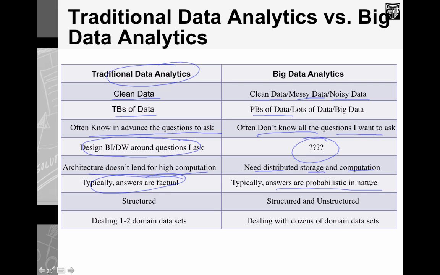So lots of things are happening in the marketplace in terms of big data analytics, which is coming to the customers as products. Again, in traditional data analytics, you're dealing with structured data, whereas in big data analytics, you're dealing with structured and unstructured data. In traditional data analytics, you're dealing with 1 to 2 different domain data sets, which is the variety of data, whereas in big data analytics, you're dealing with dozens of data.